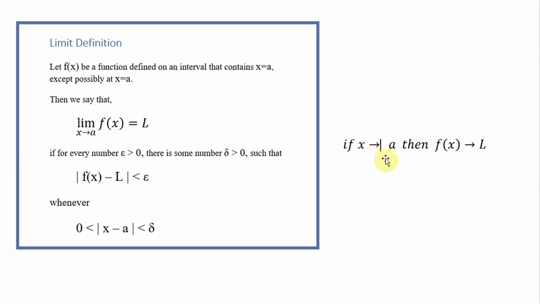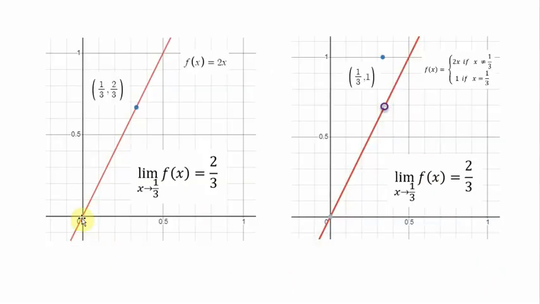But if x converges to a and the function converges to L, we write this. Now, one final point. Here is the function 2x. And as we saw before, x gets closer and closer to 1/3. The function's value is going to get closer and closer to 2/3. The important thing to remember is because we don't care what happens when x equals 1/3, this function here says f of x equals 2x except when x equals 1/3, then the function equals 1. Nonetheless, the limit is still 2/3 because as x gets closer and closer to 1/3, this function's value gets closer and closer to 2/3. Therefore, this is still the limit. I hope that was helpful. Thanks for listening.